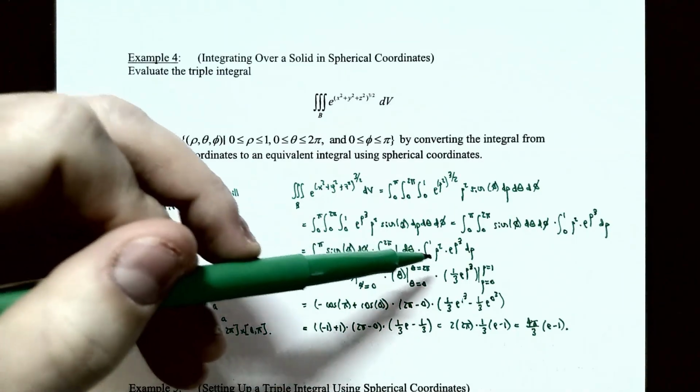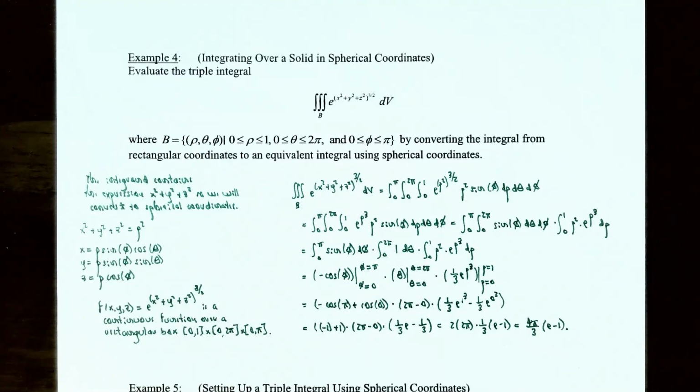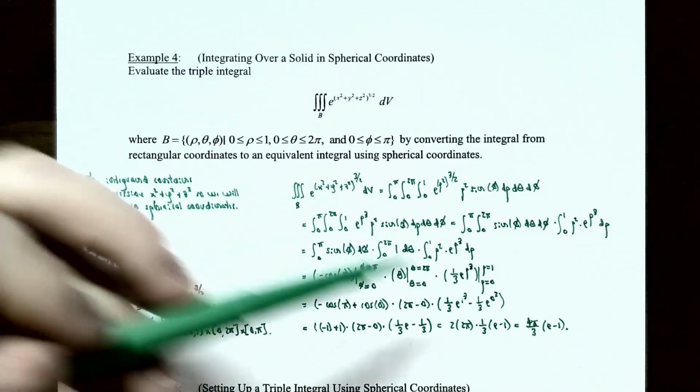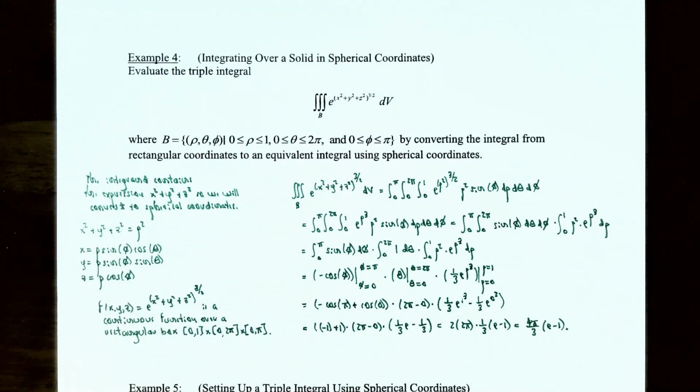And then the antiderivative of rho squared times e to the rho cubed power becomes 1/3 e to the rho cubed power after you use u substitution to find the antiderivative. Evaluate from rho equals 0, the lower limit, and rho equals 1, the upper limit of integration. So now you can use the fundamental theorem of calculus for each of those three separate integrals.